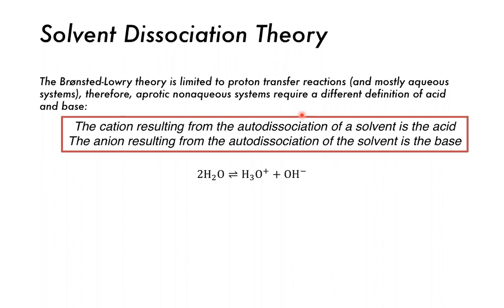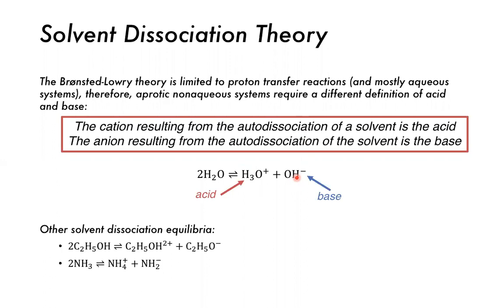So here we have two waters auto-dissociating to give the hydronium ion and the hydroxide ion. So the hydronium ion is the cation resulting from the auto-dissociation of the solvent, and therefore it is the acid. And the anion resulting from the auto-dissociation of the solvent is the base. So the hydroxide is the anion, and so it must be the base. Acid, base.